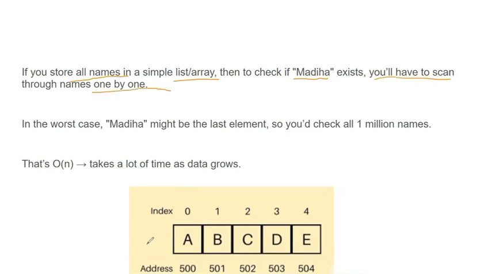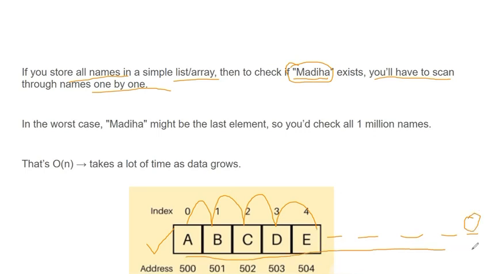Imagine this is the list that you're using, and consider it has 1 million records. If you have to find a particular username, that is Madiha, then you have to iterate over every element one by one in order to match this username. So this is time taking. Let's say Madiha is at the very last element, then you'll have to scan all the 1 million names to reach the spot where Madiha exists. So that takes a lot of time.